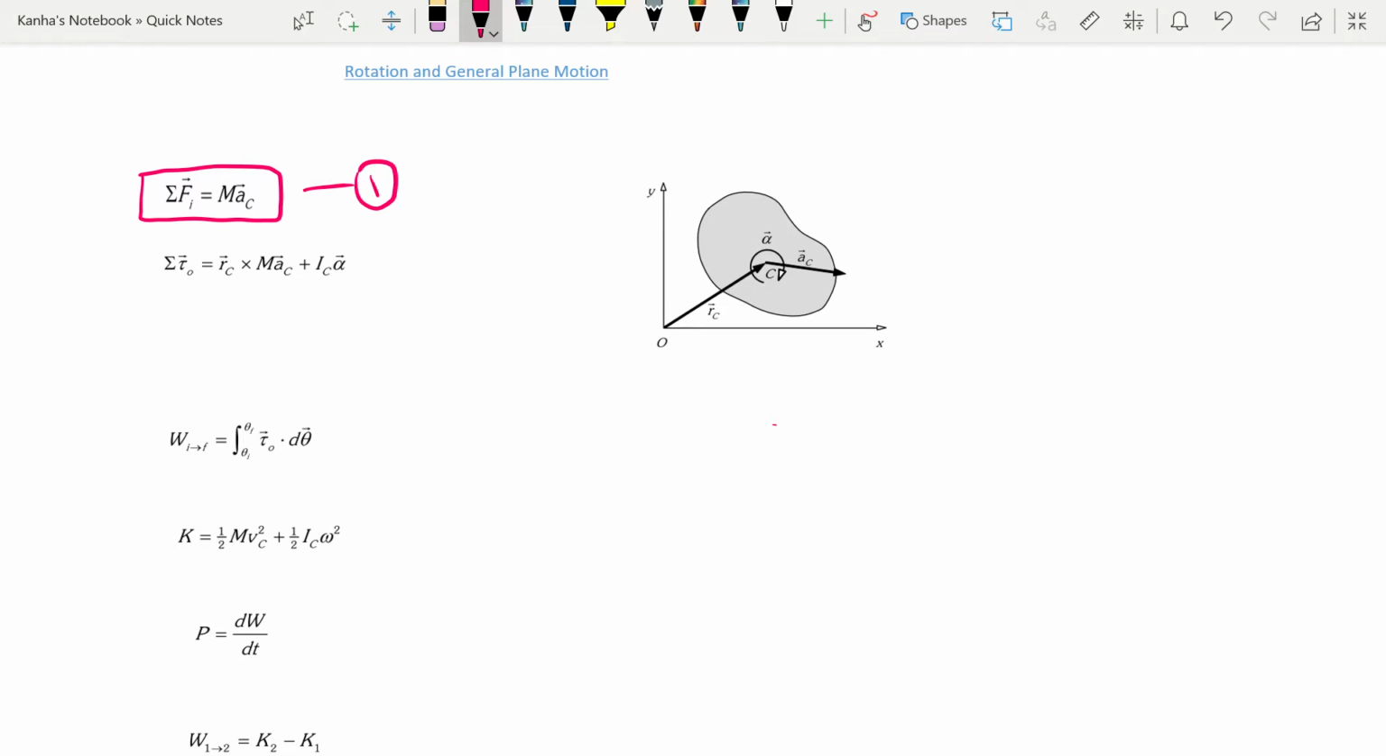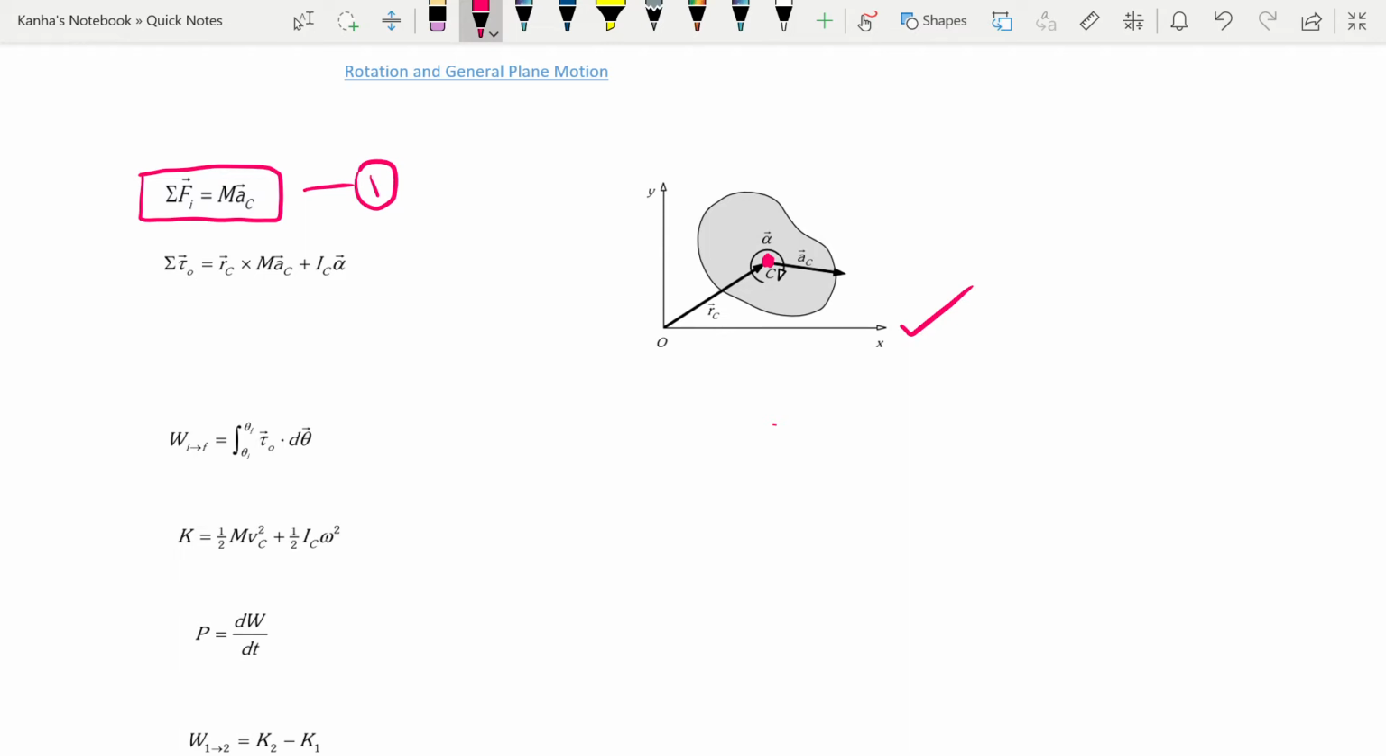To show this clearly, I've put in a diagram here. What this shows is a body that is moving with some acceleration, and the acceleration of the centroid or the center of mass of the system is given by a_C, and it is also rotating about an axis passing through the center of mass or the centroid with an acceleration alpha.